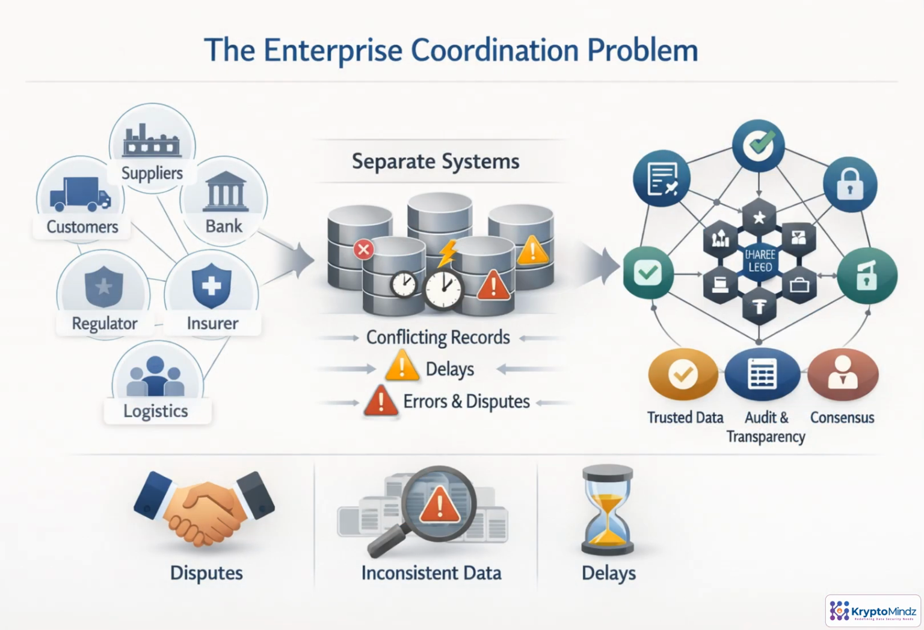In enterprise settings, the hard part is not just moving data. It is getting independent organizations to agree on what actually happened. A supplier, bank, insurer, regulator, and customer may each record the same shipment, invoice, or approval differently. Those small differences create reconciliation work, delays, and disputes. Blockchain becomes useful when the goal is a shared, governed record that all parties can trust, audit, and update through agreed rules.